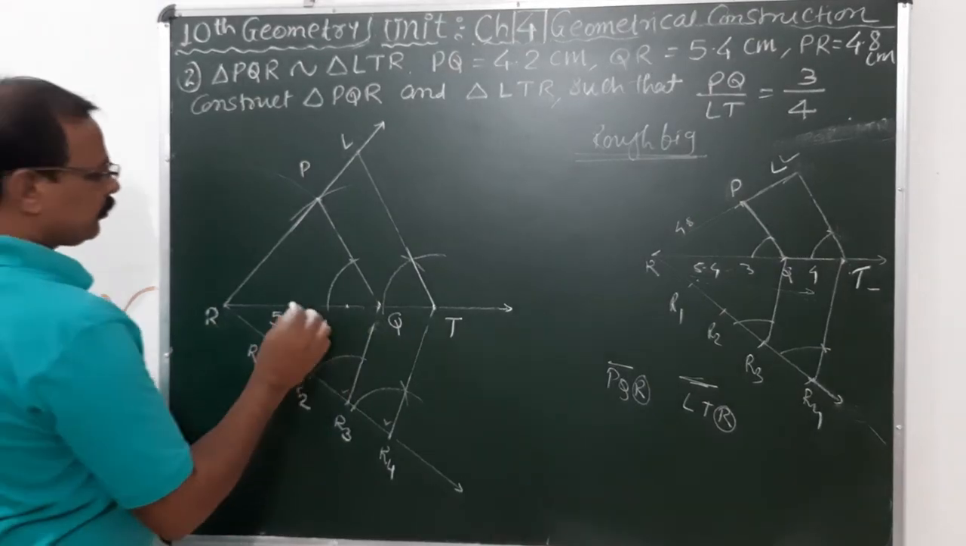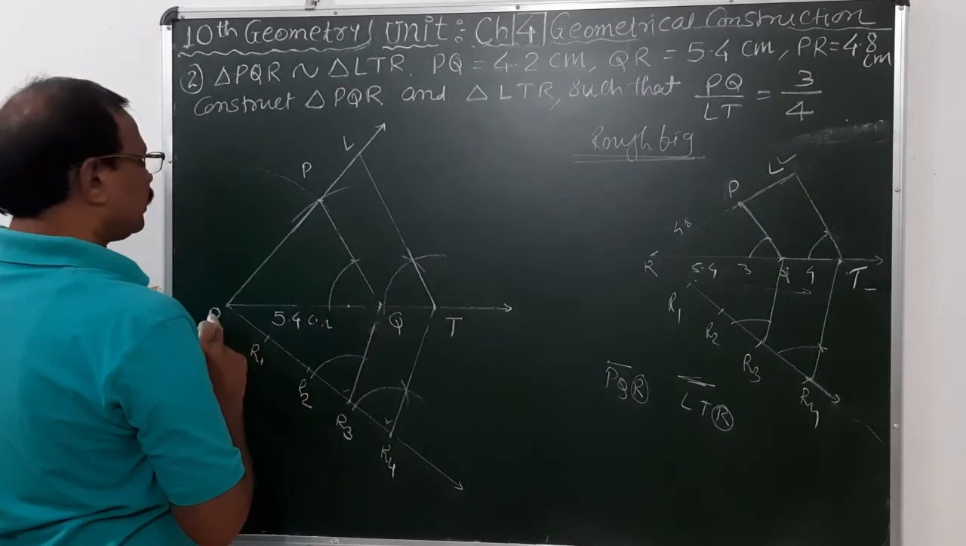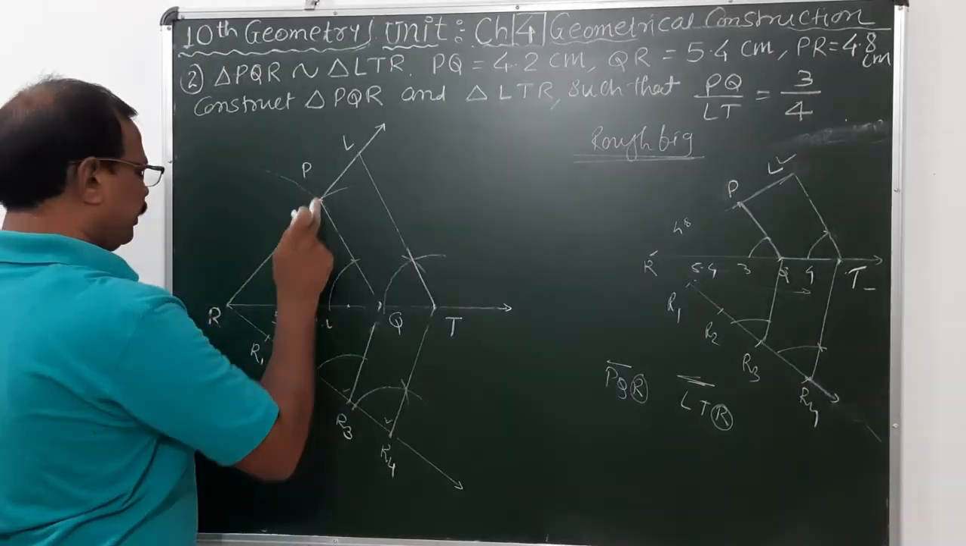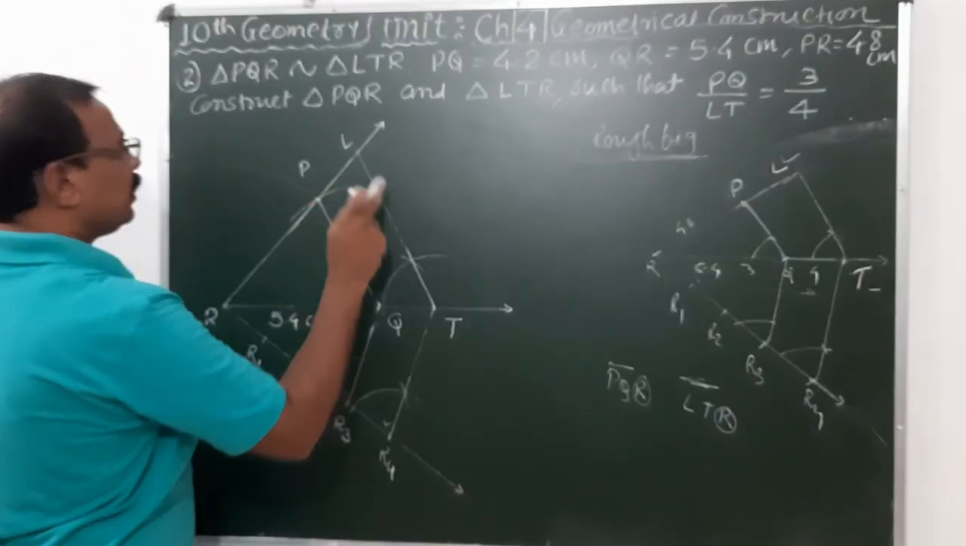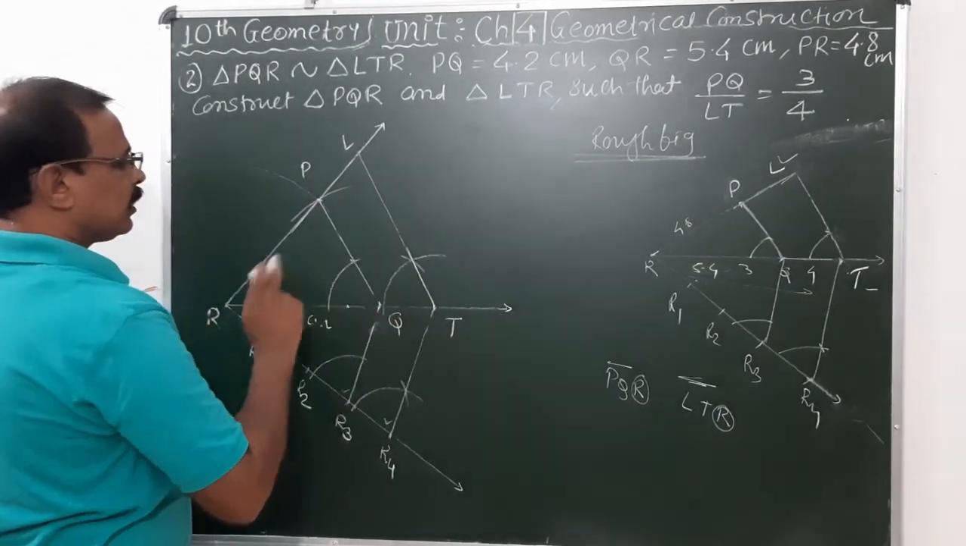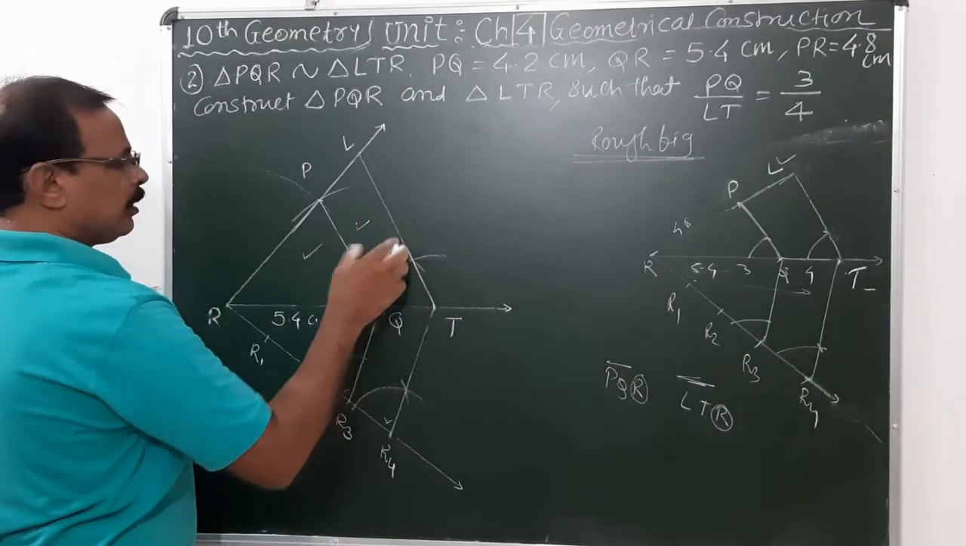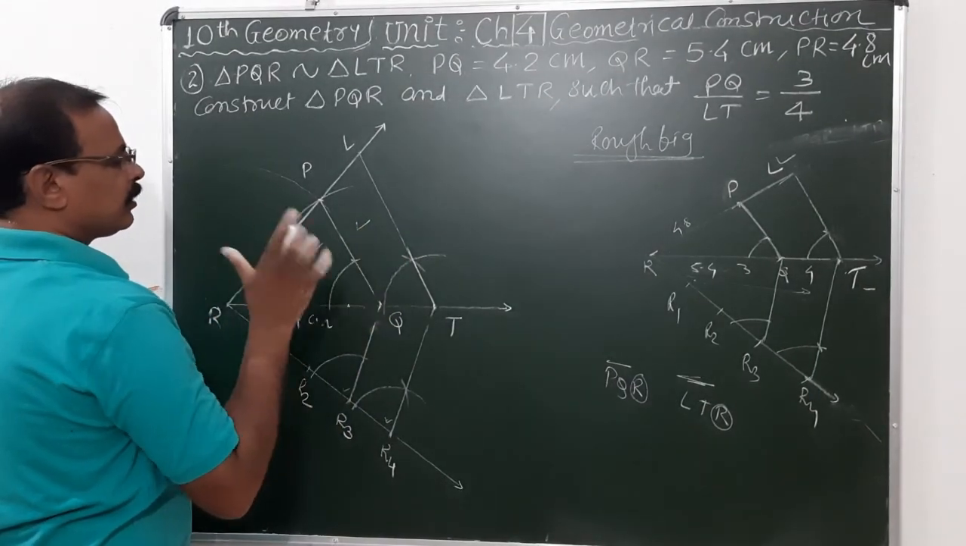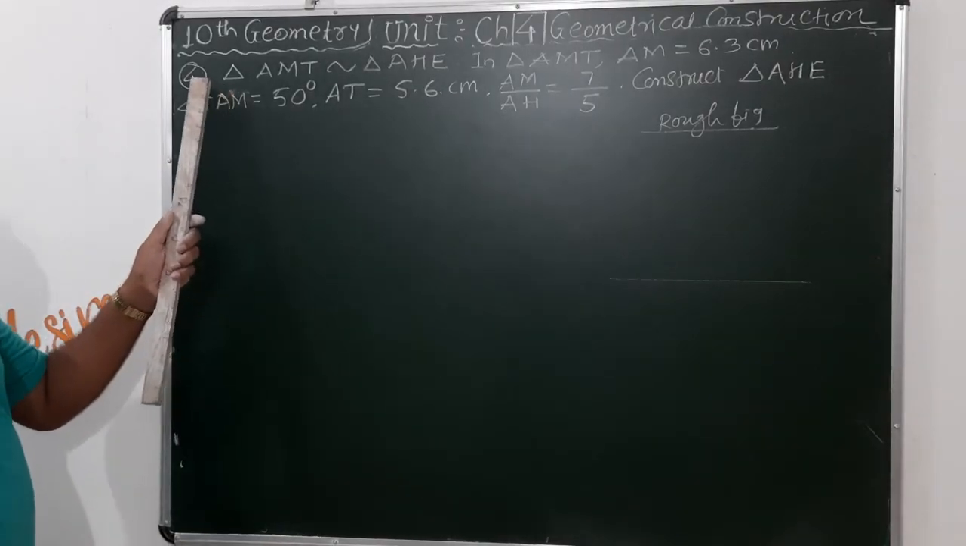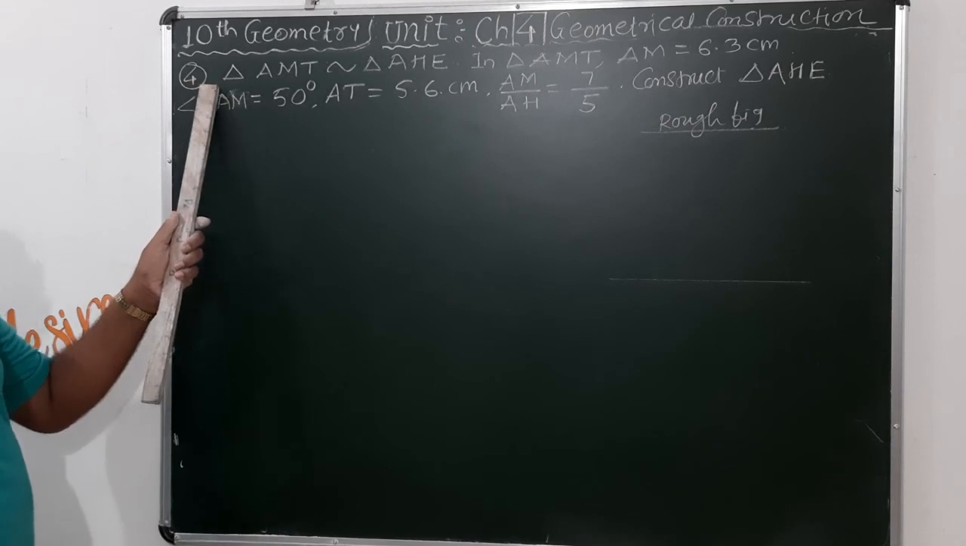Now this is your required triangle. PQR and LTR are nothing but similar triangles. This is your required triangle. Question number 4. This question and question number 2 are totally analogous.